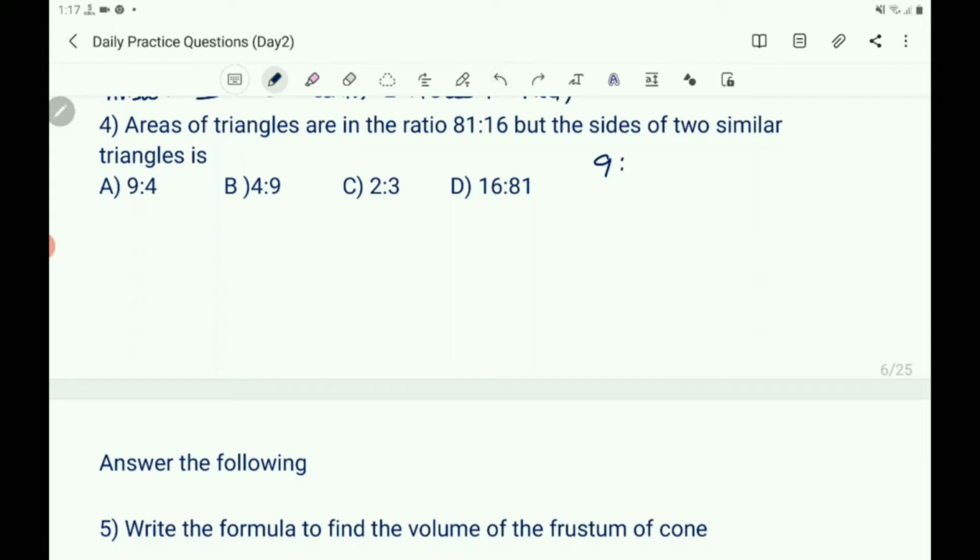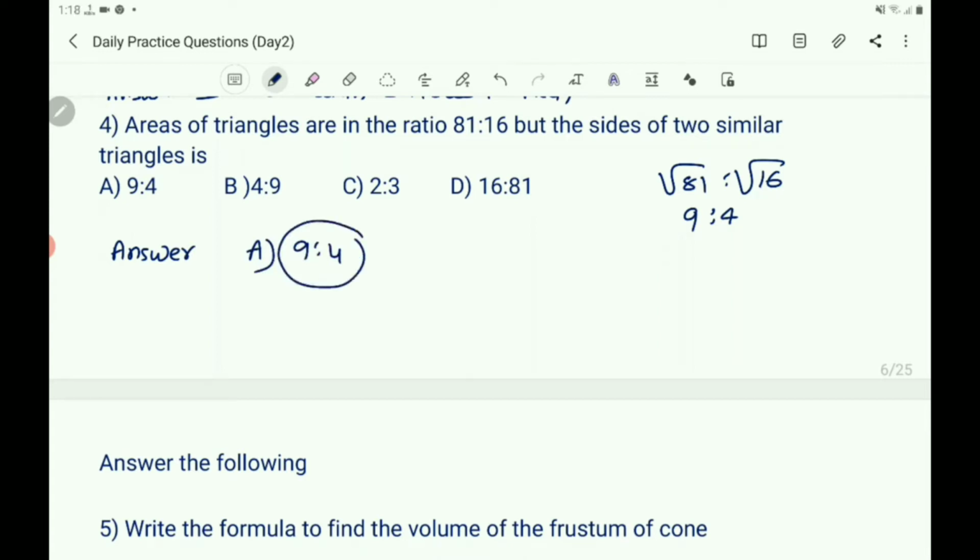Here you have to take the sides are in the square root of their areas. That is square root of 81 is to square root of 16. Square root of 81 is 9 and square root of 16 is 4. Therefore the option A is the answer. So you write the answer option A, that is 9:4. If the sides are given, the ratio of the areas becomes their squares. If the areas are given, ratio of their sides becomes, we have to take their root.